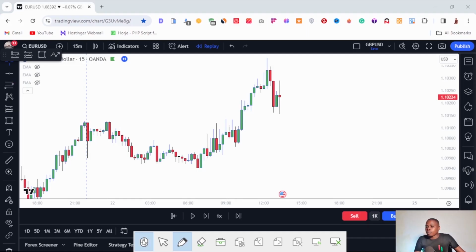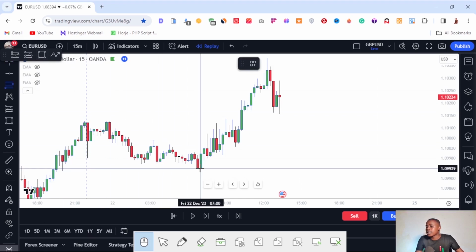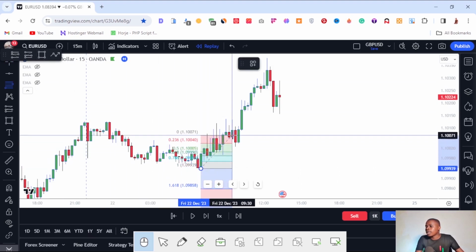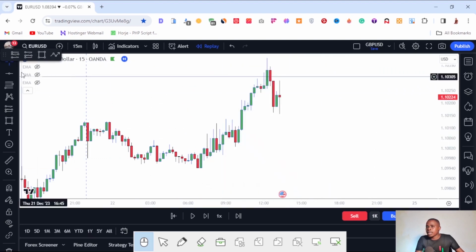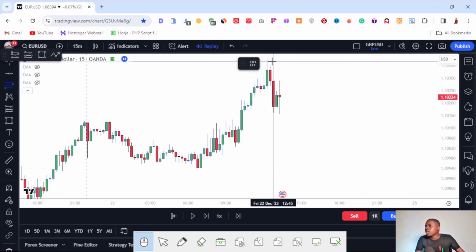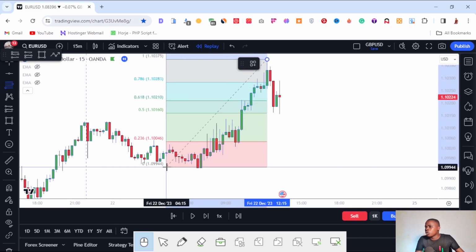You come to this tool right here. If we click here, you can see Fibonacci. We want to see what is called a Fibonacci retracement or a Fibonacci extension. I will use Fibonacci retracement. So if we click here and then we go to the upside, we need to start from the upside. We click the Fibonacci, we start from the upside, and then we go back down to this point.